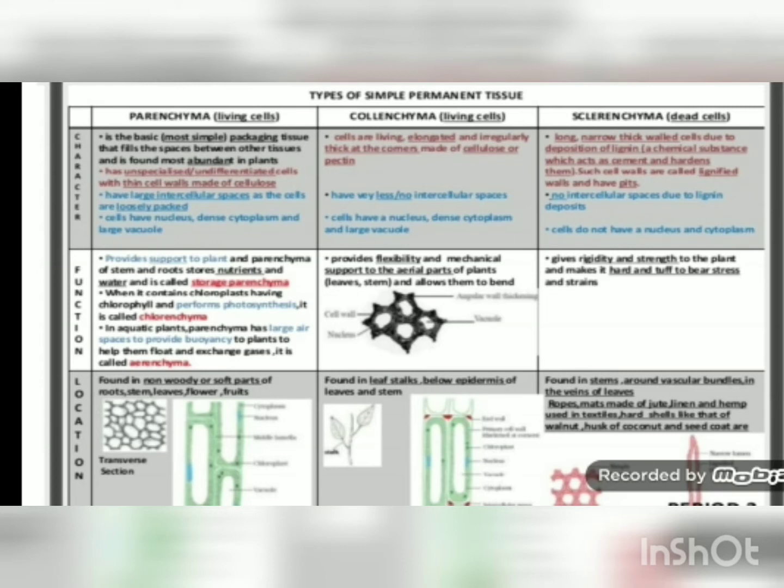So in most of the outer part of the plants and the outer hard coating of the seed, in these places sclerenchyma is present. It is found in stems, around vascular bundles, and in the veins of leaves. It is also present in the seed coat, the husk of coconut, and the shell of walnut.